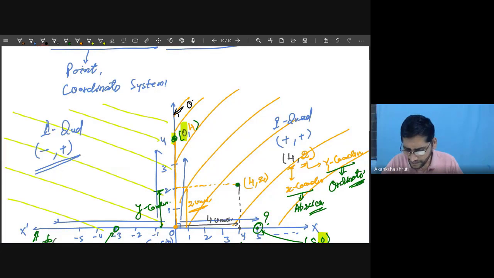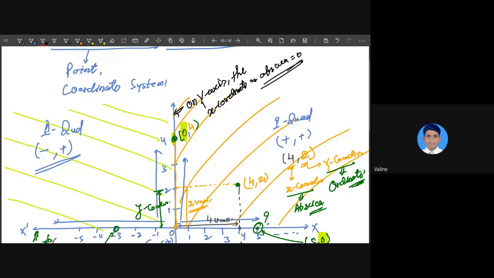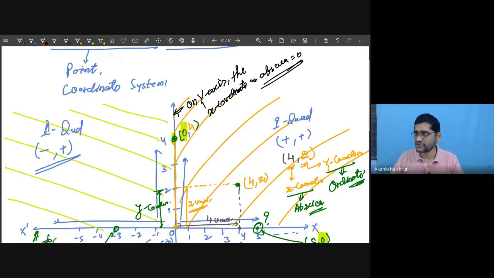So on the y-axis, the x coordinate, abscissa, is always 0. Okay, for all the points on the y-axis.